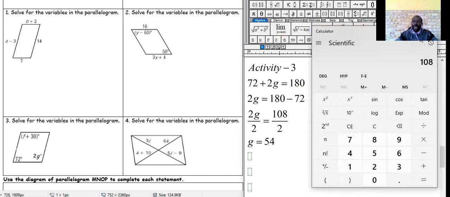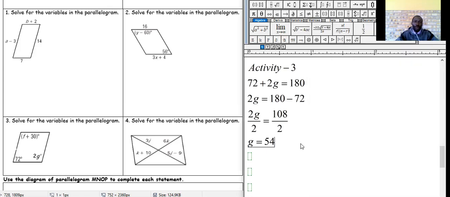Yes. So that way, we can find the value of G. Now, after finding the value of G, the next thing we want to do is to find the value of F. The thing we know is that this F plus the 30 and the other angle, which is 2G, are opposite and so they are equal to each other. So we can put an equal sign instead. So because of that, we can now write F plus 30 equals 2G.